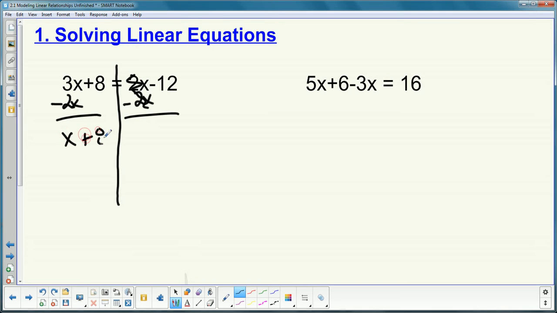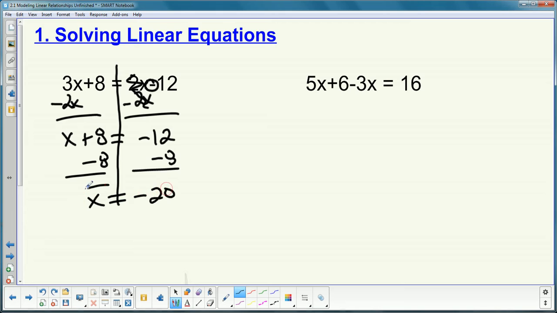I can bring down my plus 8 equals, and we don't want just 12. We need to make sure we bring down that negative sign as well. Last step then would be to subtract 8 from both sides, and we end up with x equals negative 20 in this case. And again, if you plug it back in, you'd end up with the same value on both sides.